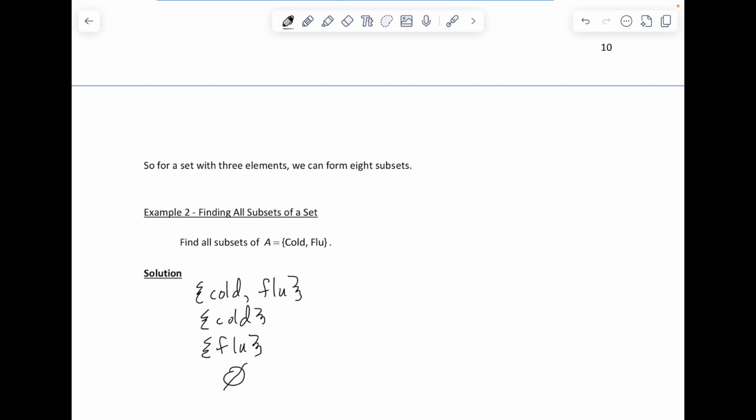So we can say a set with 2 elements has 4 subsets.